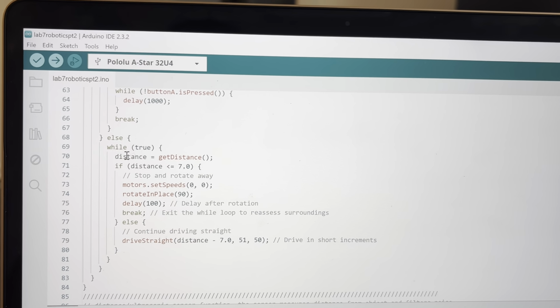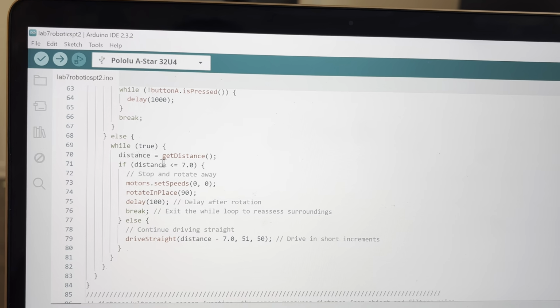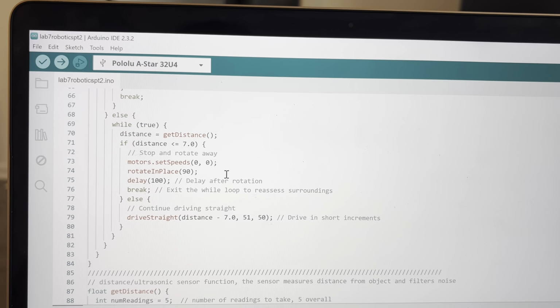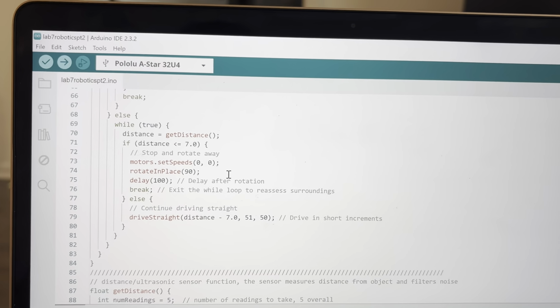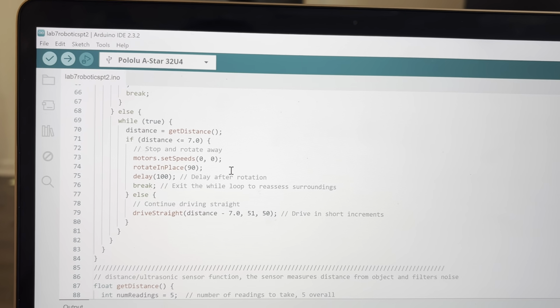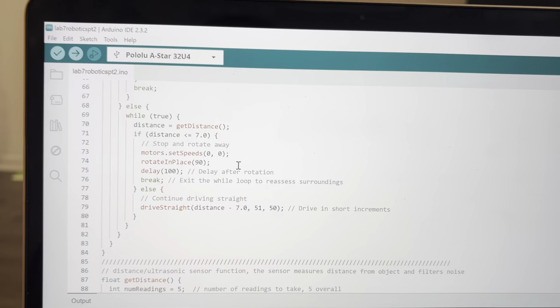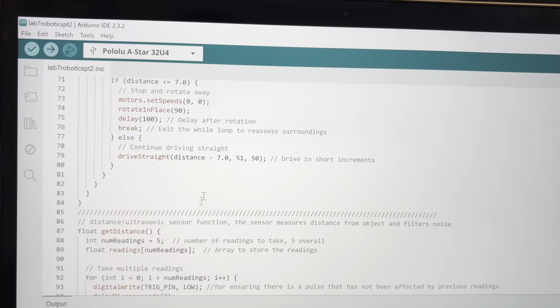Then over here I have this else. If the distance is less than or equal to 7 centimeters, it will stop and then rotate so that it can rotate away from the object. I have my drive straight over here.